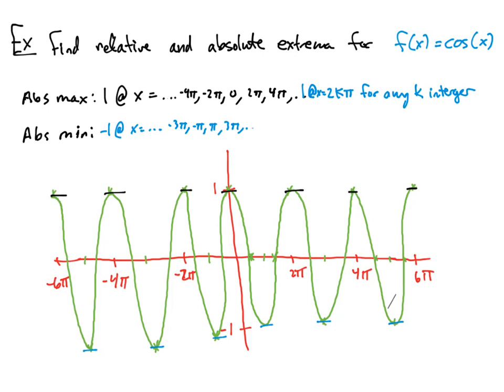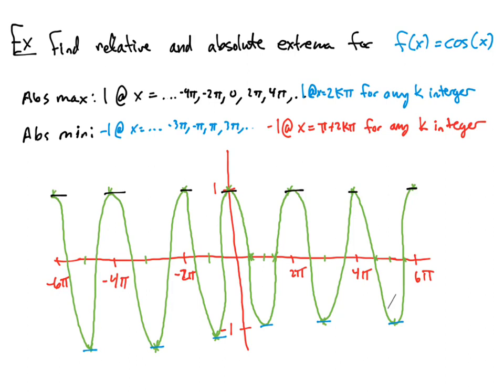So similar idea, and we could write a formula for this by saying the absolute minimum is -1, and that occurs when x is equal to, what would we say? We want to start at pi and then add 2k pi for any k integer. So if k is -1, that gives us -pi. K is +2, that gives us 5 pi. So yeah, that would work. All right, so that's how we can come up with the absolute max and absolute mins here.